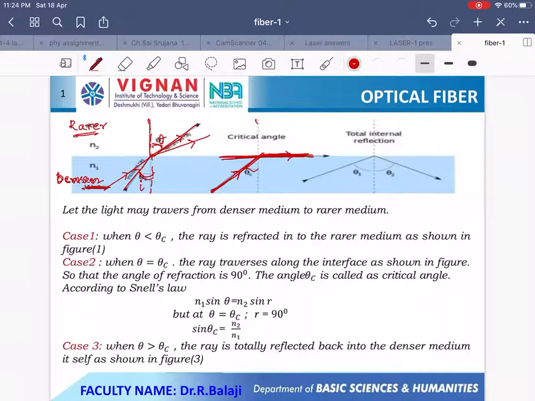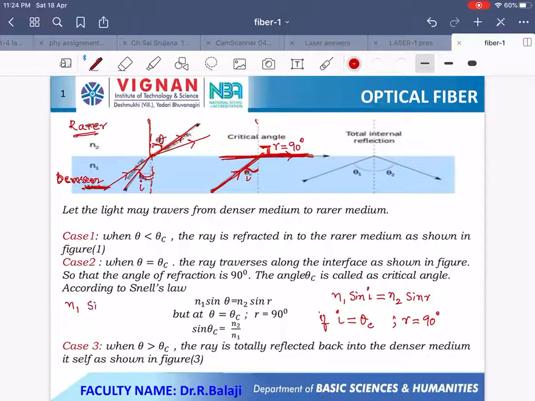This is the incident angle and this is the refracted angle. The incident angle at which the refracted angle becomes 90 degrees is called the critical angle. Now for this system, Snell's law is n1 sin i equals n2 sin r. If i equals theta c, that is, at the critical angle, what is the value of r? 90 degrees. Then how can this expression be written?